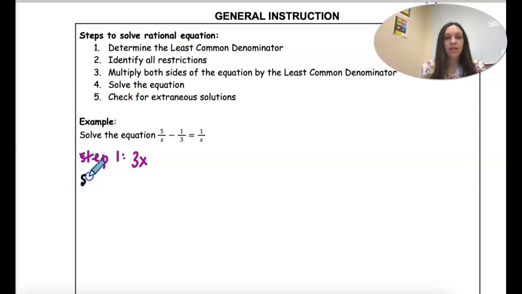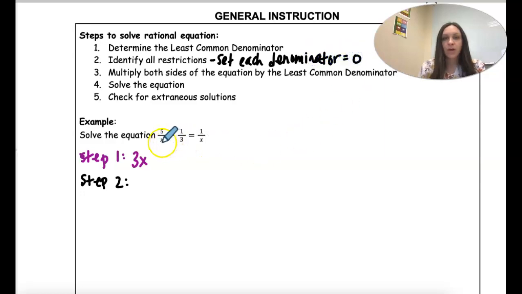Step 2, identify all restrictions. So we're going to look at the denominator and set them equal to 0. So set each denominator equal to 0. So x equals 0, 3 we don't have to worry about, but let's say, for example, if x was 0, could I have 5 over 0? No, you can't divide by 0. So our restriction is x cannot equal 0, because if it does, we'll have a 0 on the denominator, and we can't.